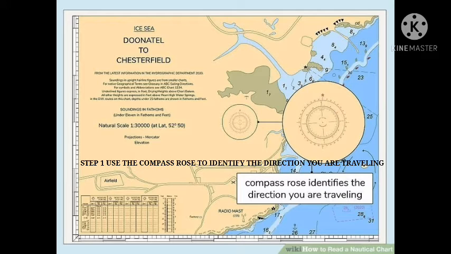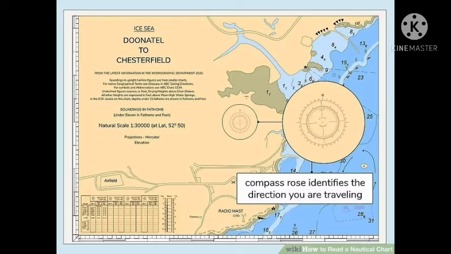Step 1. Use the compass rose to identify the direction you are traveling. The compass rose is a series of 3 circles surrounded by numbers. The outer circle is to help you find true north, represented by a star or 0. The inner circle points to the magnetic North Pole.